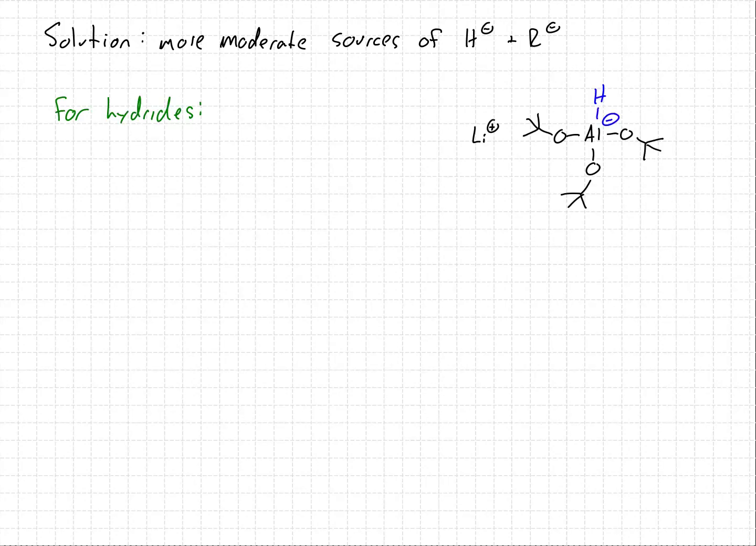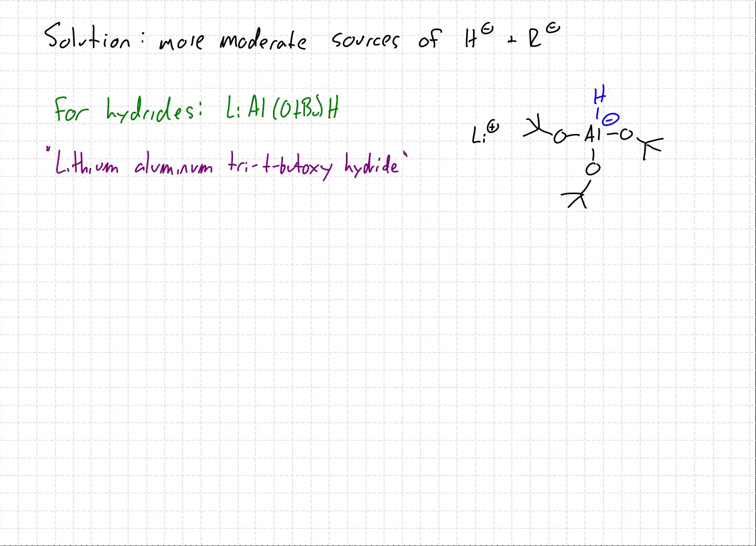For hydrides, we're going to use this reagent here, which is lithium aluminum tri-tert-butoxyhydride. This compound is much less reactive than lithium aluminum hydride, in large part because of the bulkiness of the alkoxy groups that we've added on. For carbanions and carbon nucleophiles, we're going to use reagents like this.